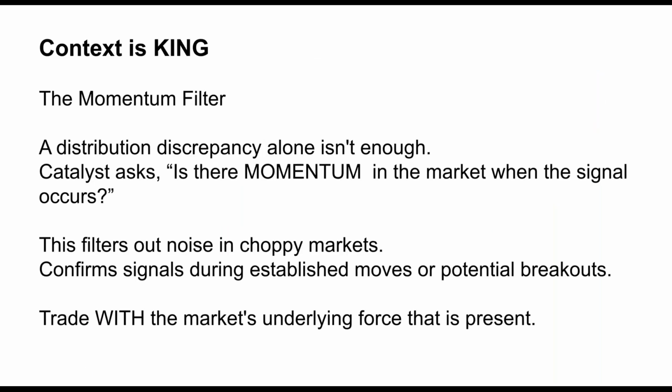Okay, now context is king when it comes to trading, right? That's why we have a filter for momentum, okay? Because distribution discrepancy alone isn't enough, right? The Catalyst asks basically, is there momentum in the market when the signal occurs? So the point of that is it's going to filter out noise in choppy markets. It confirms signals during established moves or potential breakouts. Because again, at the end of the day, what you want to do is trade with the market's underlying force that is present.